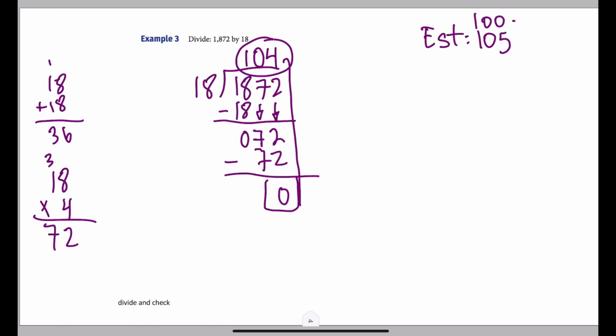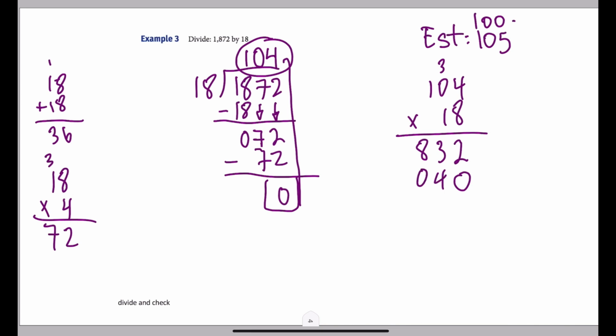And then I can check it. So I can say 104 times 18. And this is why multiplication is so valuable, because it helps us check all our division. 8 fours is 32. 8 times 0 is 0, plus 3 is 3. 8 times 1 is 8. Now when I go to the tens column, I have to add a 0 to show that I'm starting a place value in. 1 times 4 is 4. 1 times 0 is 0. And 1 times 1 is 1.